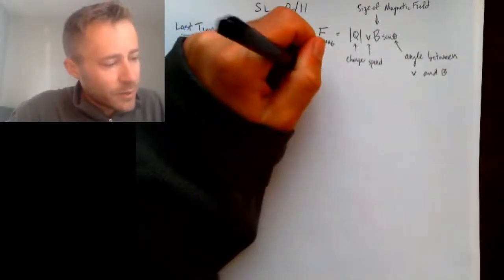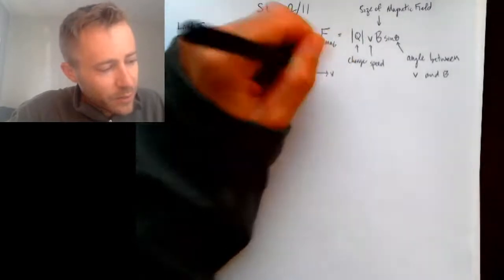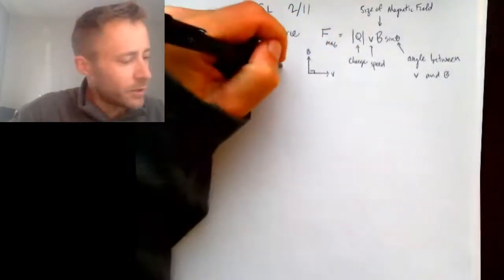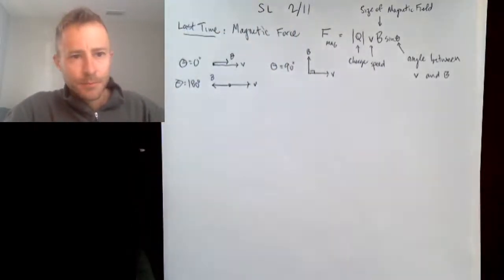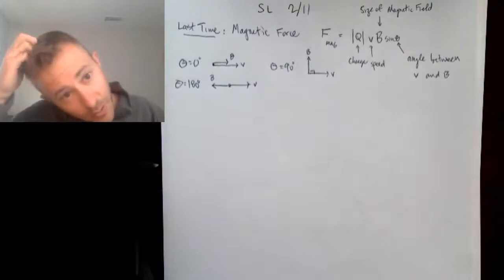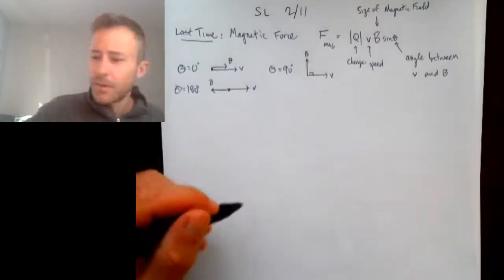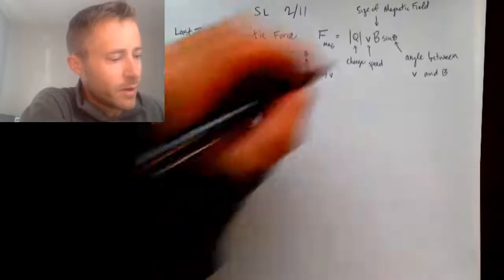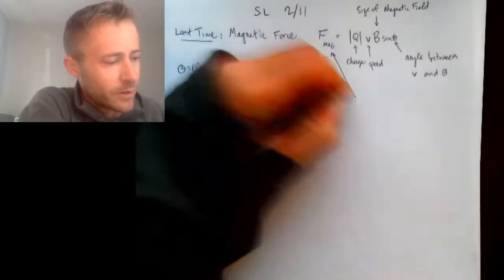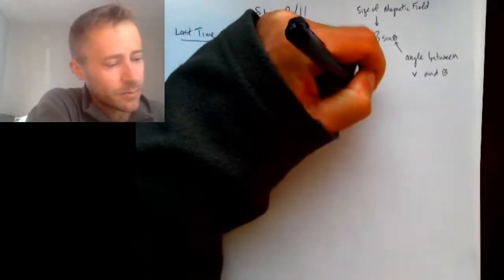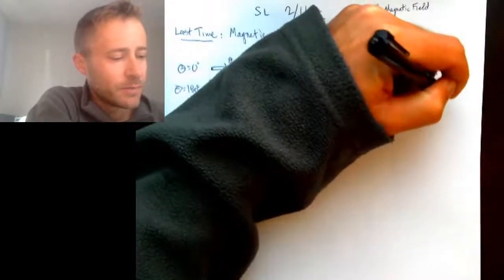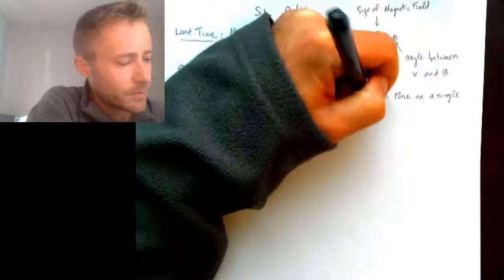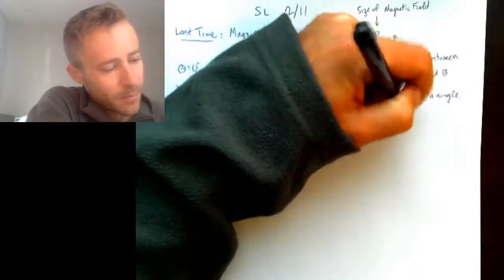So if the velocity and the magnetic field are at right angles to each other like that, that would be 90 degrees, and so on. Okay? So we're going to talk about a number of things related to the magnetic force today. But one of the things I want to highlight is that this is the magnetic force on a single charged particle.